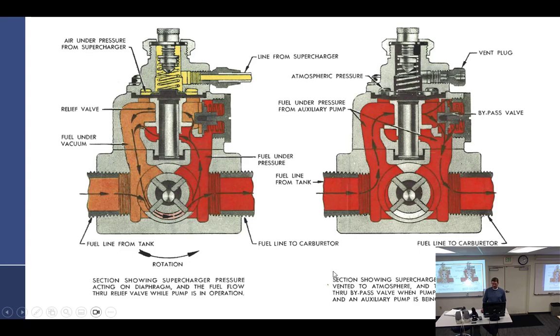Fuel to carburetor, rotation. Line from supercharger, vent. Oh, they're right here. Got the vent line, no vent plug. Got it. Bypass, no bypass. Oh, we're in bypass over here, I think. Yes, we are. So it looks like we're in bypass over here. So this one is not running.